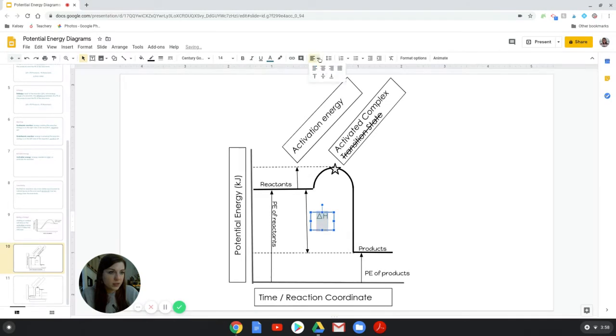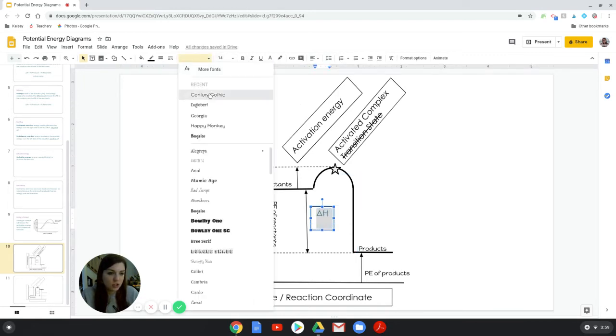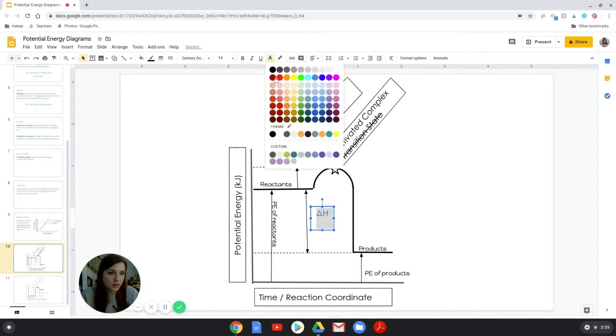right here. Let's make this readable. Why is this being funny? I want it in the center of the box, please. Oh boy. Okay, regardless. This is delta H. Can we make this font black, please?